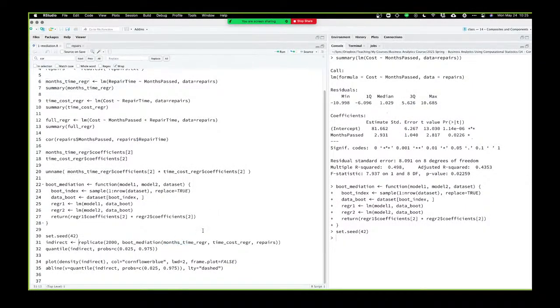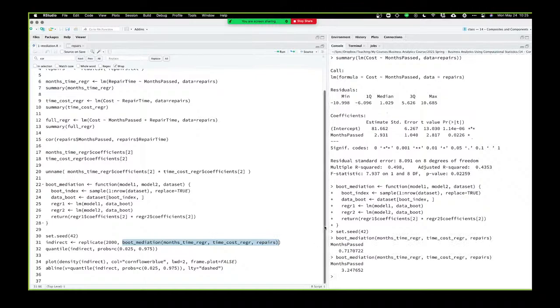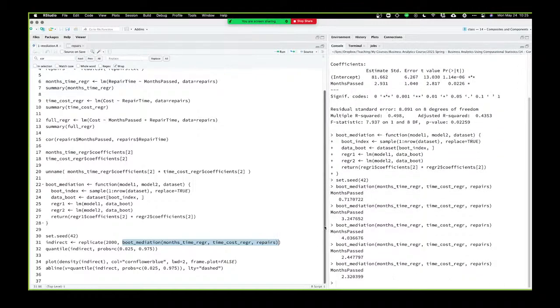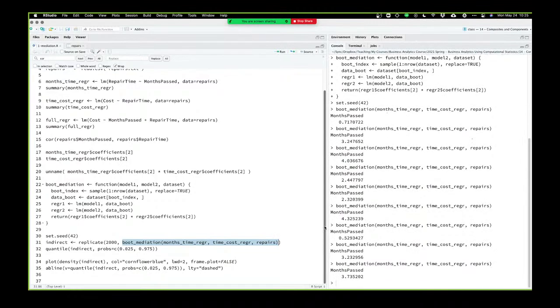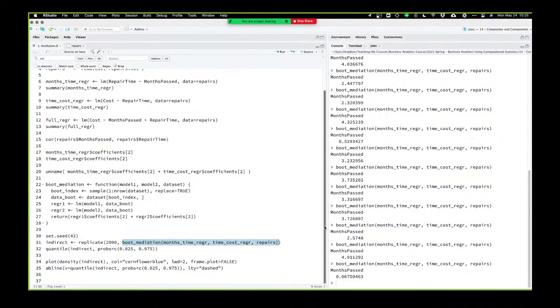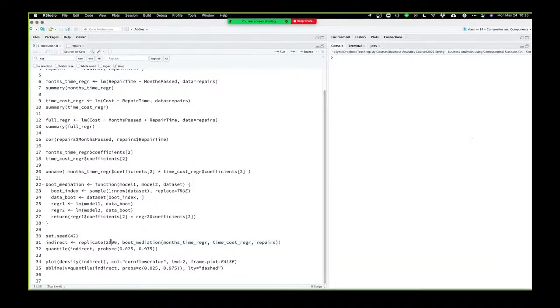If I ran this once, it would give me a coefficient, twice, three times. So it gives me a different coefficient each time. And hopefully somewhere in the middle is 2.95, my original one. So what I'm going to do here is just run it 2,000 times. And I'm going to get 2,000 estimates of this indirect relationship from months past to cost. All right. There it is.